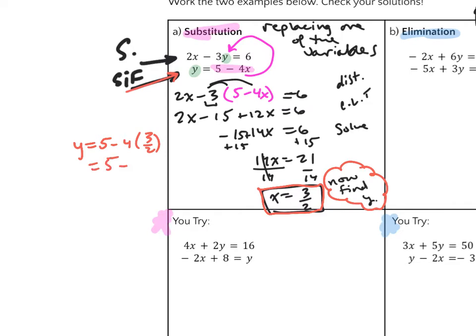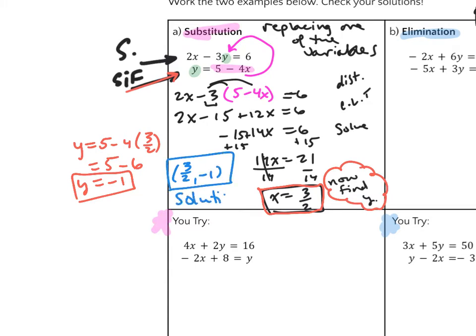I'm not too mad about this. What is that? 2, 6. Yeah, 6. Negative 1. Okay. I don't love these answers, but I'm not mad about it. So my answer is 3/2 and negative 1. This is my solution. This is where these two lines are crossing in space, and I did some math and I found out where. X comma y.